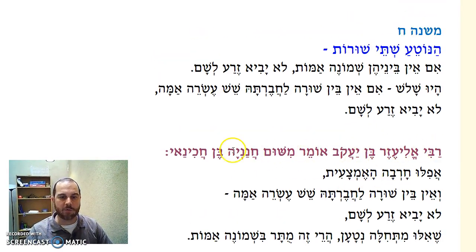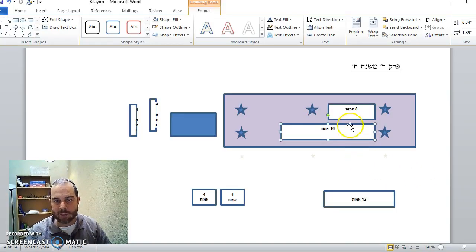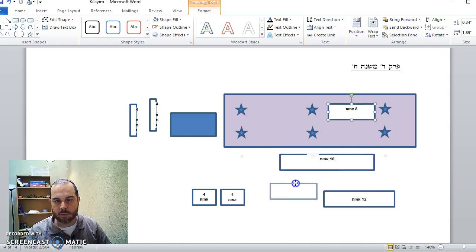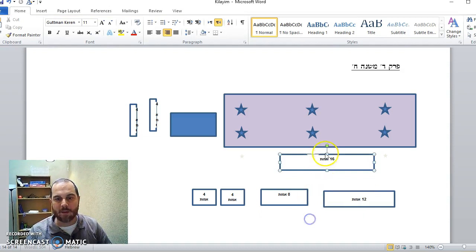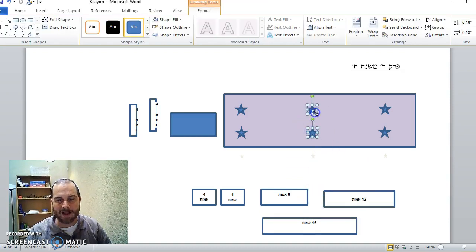Rabbi Eliezer ben Yaakov omer mishum Rabbi Chananya ben Chakinai. Rabbi Eliezer says, Afilu charva ha'emtzait ve'ein bein shura lechaverta shesh esrei amah lo yavi zera lasham. Let's say I originally had three rows. So now let's take our original case. I had three rows, okay? And now, in between those three rows, the middle row was charva, was destroyed.